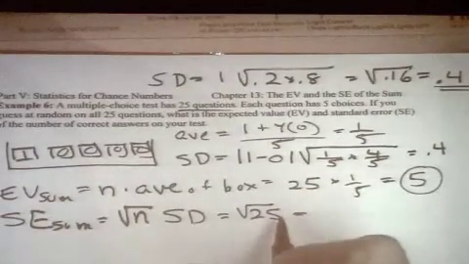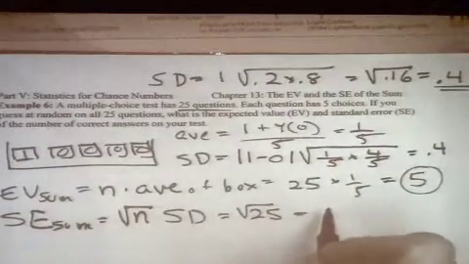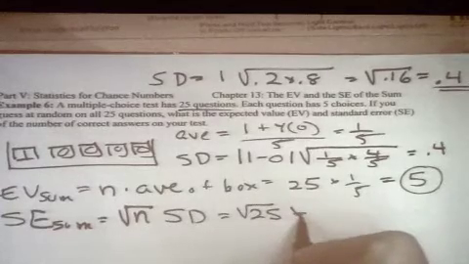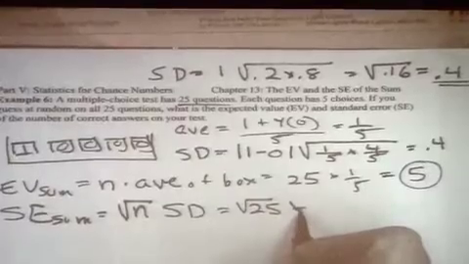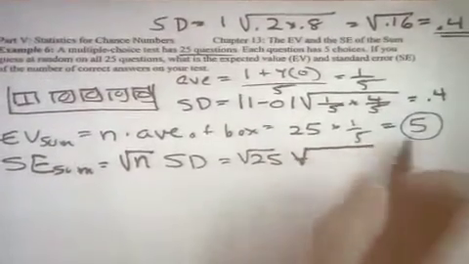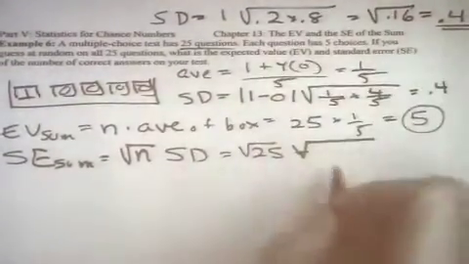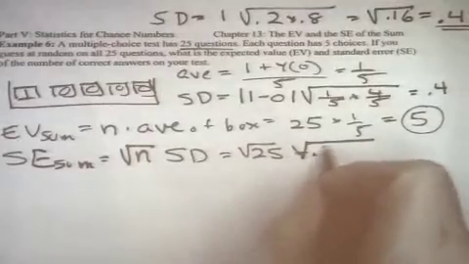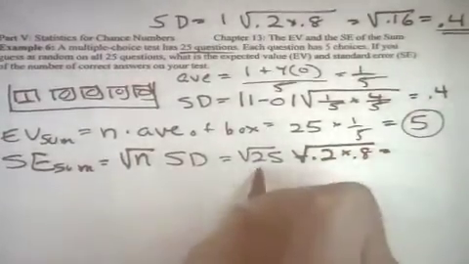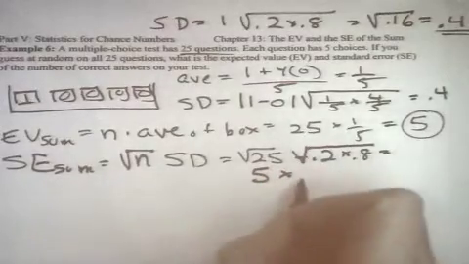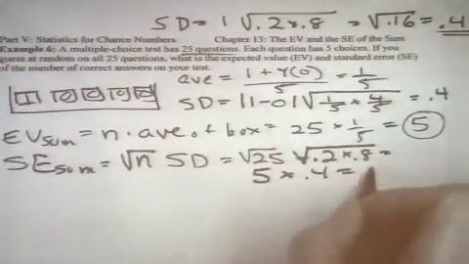All right, so this is the square root of 25 times... well, I'm doing it out again, I'm sorry. I'll say 0.2 times 0.8, and that's 5 times, what's this? 0.4, which is what? 2.